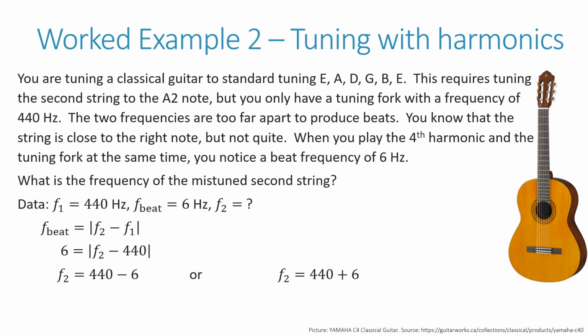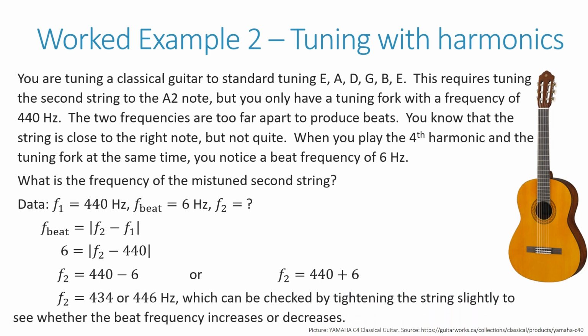When we're dealing with absolute values, we may end up with two equations. F2 could be 440 minus 6 or 440 plus 6. So we have a choice. Is it 434 or 446 Hertz? We can check that by actually tightening the string slightly to see whether the beat frequency increases or decreases. And that's how we tune guitars.